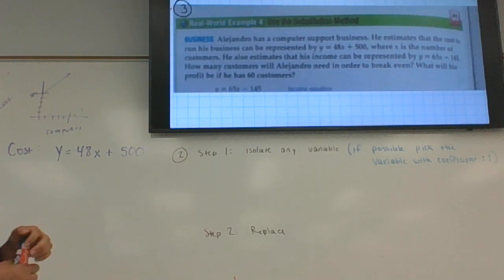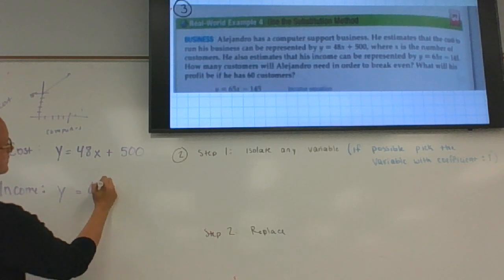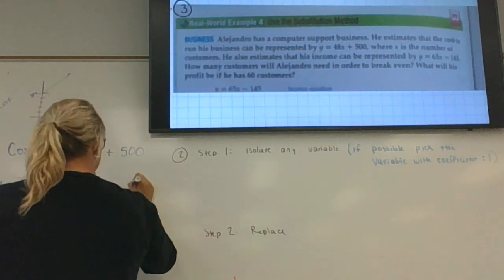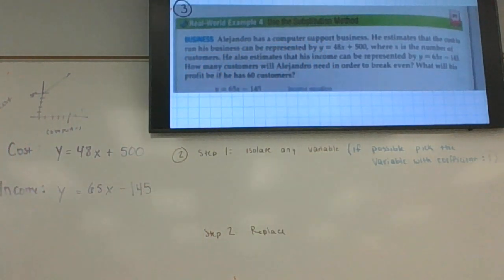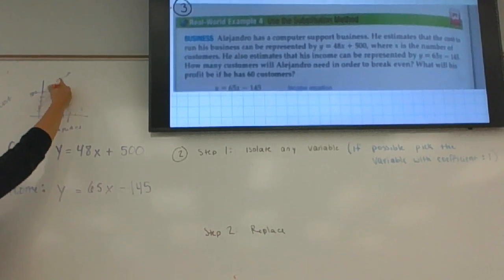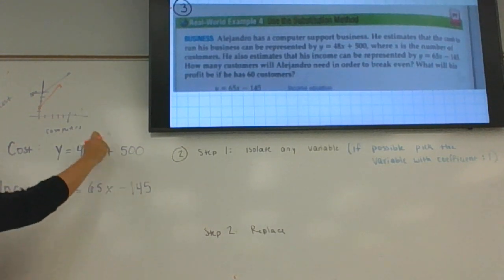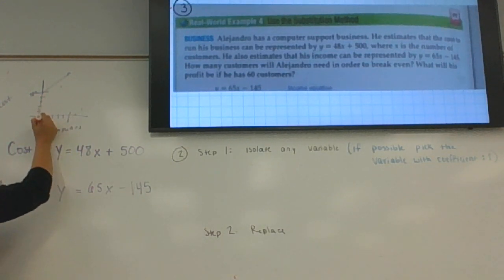So he estimates his income can be represented by 65x minus 145. How many customers will Alejandro need in order to break even? So his income starts at 145, and then it's going up a little more steeply than his costs. Oh, it actually starts at negative 145. It starts way down here.